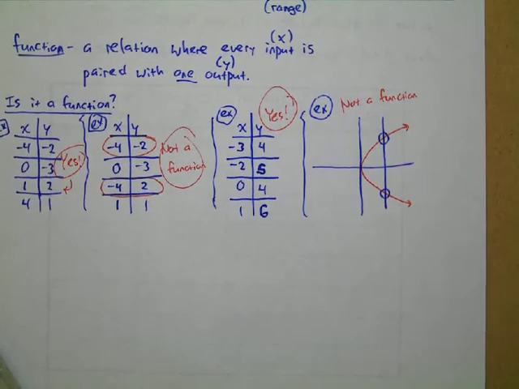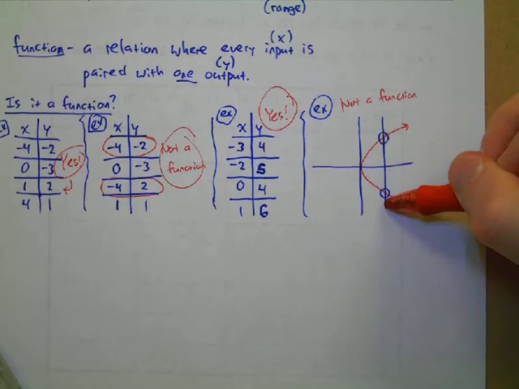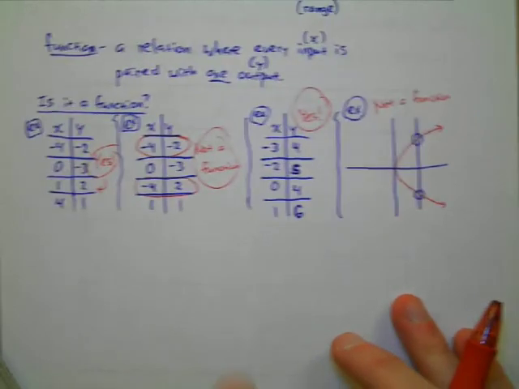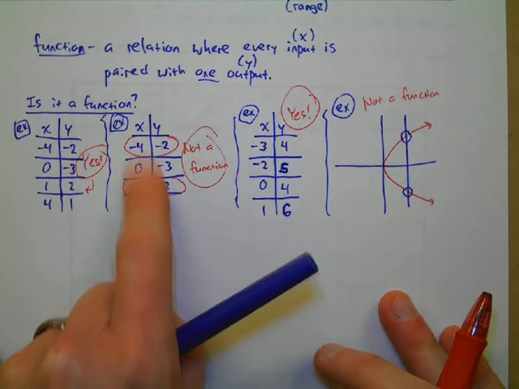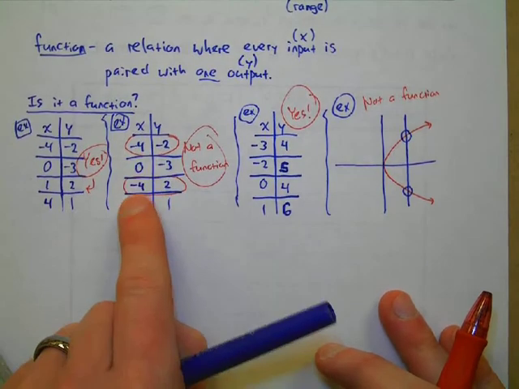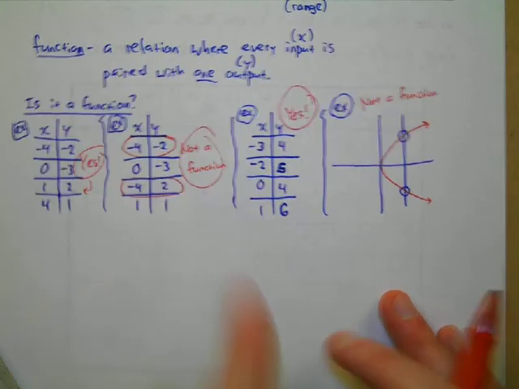Okay, and think about what it means, right? Think about what it means to have a vertical line hit our graph in 2 points, right? Go back to this relation here that was not a function, right? Why did it fail? We had one x value, -4, right? This one x value, -4. It had two different y values. Well, look over here.